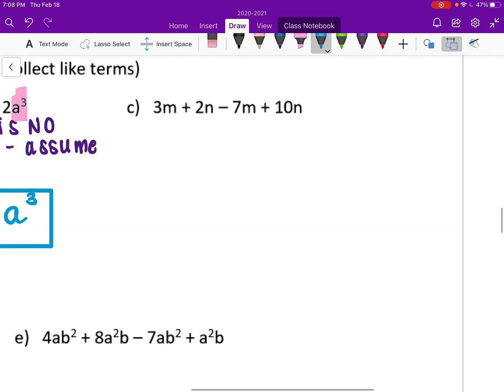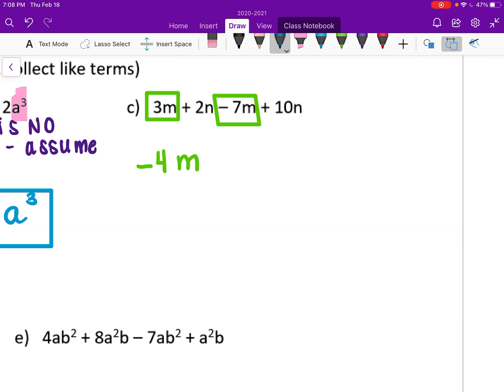Okay? Now, if we're going to move on to this one, we need to first go in and see what are our like terms. So I have an m. So I'm going to go look. Do I have an m anywhere else? I do, right here. Negative 7. I'm just going to go back and fix that a little bit so that it looks nicer. Negative 7. So I'm going to say, okay, put the m down. 3 minus 7 is going to give me negative 4. Right? 3 minus 7 is negative 4.